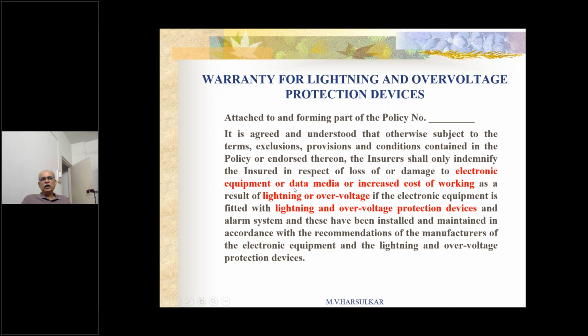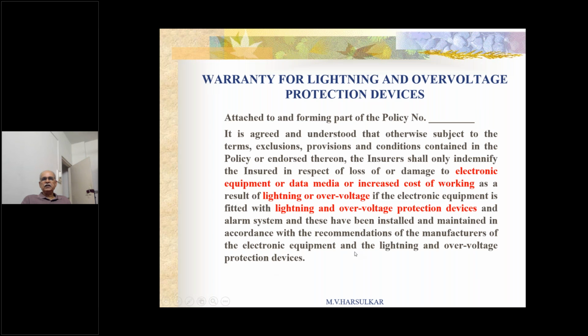Damage to electronic equipment, or data media, or increased cost of working. So these are the three sections of the policy. None of the indemnity will be available as a result of lightning or over voltage. So the loss is because of lightning or over voltage. If the electronic equipment is fitted with lightning or over voltage protection devices and an alarm system, and these have been installed and maintained in accordance with the recommendations of the manufacturers of the electronic equipment, so that should be provided, then only the loss is admissible.